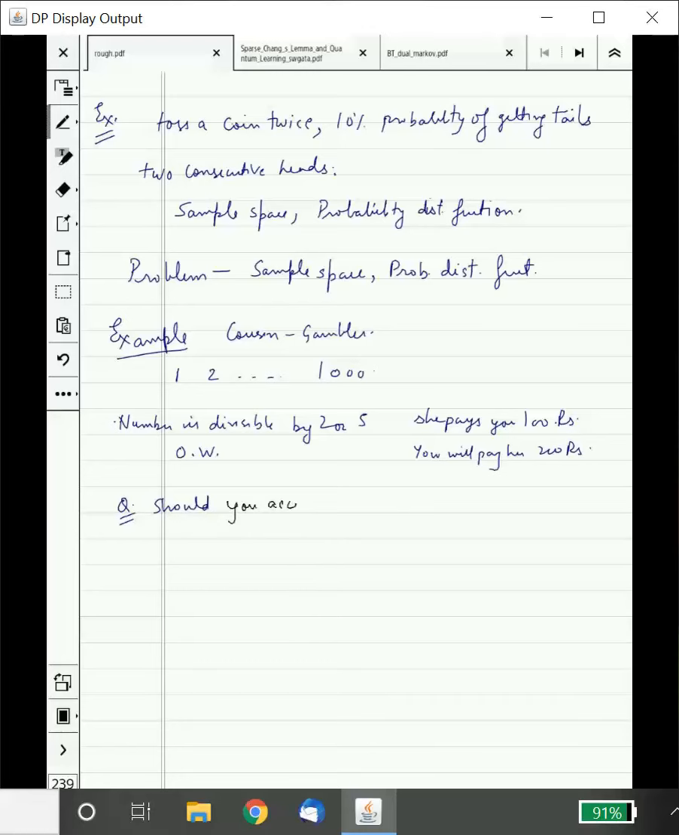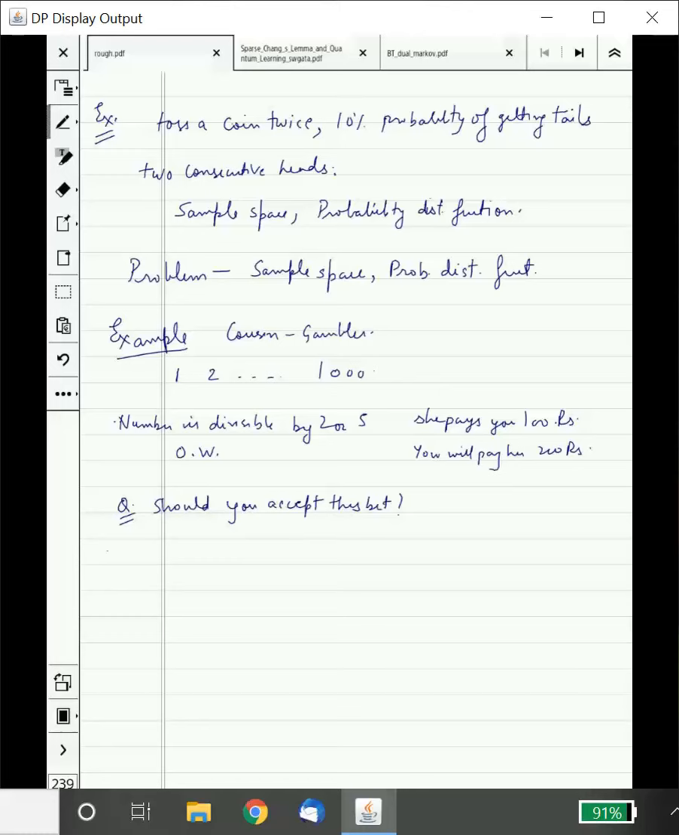Again, you pick a random number between 1 and 1000, and then if the number is divisible by 2 or 5, then you get 100 rupees. If the number is anything else, then you lose 200 rupees. Would you want to place your money on this kind of a bet?